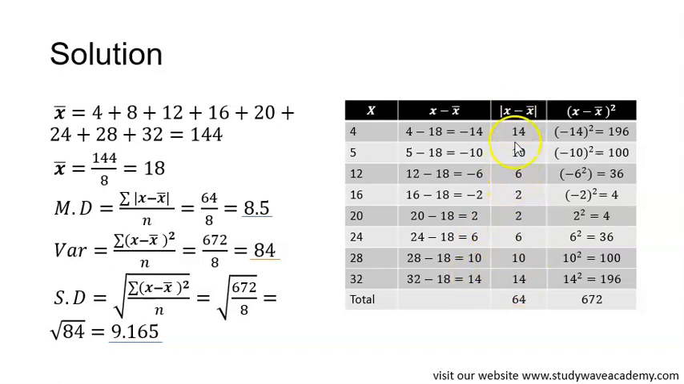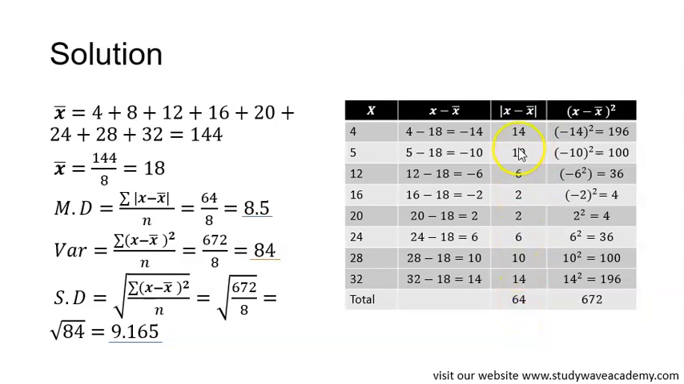So now we are going to sum this up. Remember, we're looking for the sum of the absolute values of x minus x bar, okay? So we sum this up: 14 plus 10 plus 6 plus 2 plus 2 plus 6 plus 10 plus 14. When you sum this up, what is going to be your answer? The total is 64, okay?